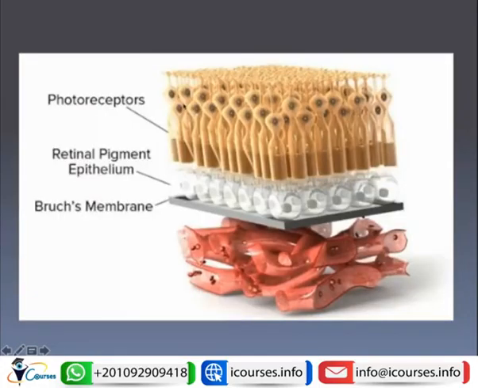So here are the photoreceptors, and here is the retinal pigment epithelium. Bruch's membrane acts as its basement membrane, and here is the choriocapillaris. The retinal pigment epithelium will allow transmission of nutrients from the choriocapillaris to the photoreceptors, and it also has excess melanin content, so it will absorb the excess light, and it will integrate with the photoreceptor outer segments, causing their breakdown during the visual cycle in order to maintain the vision.